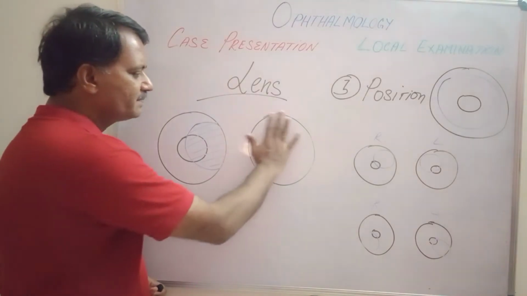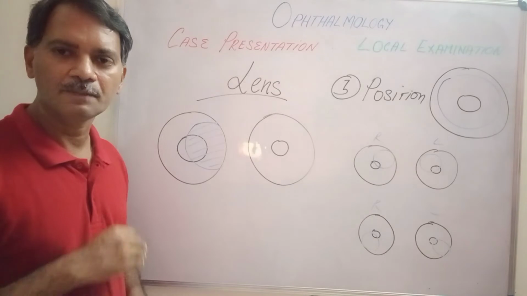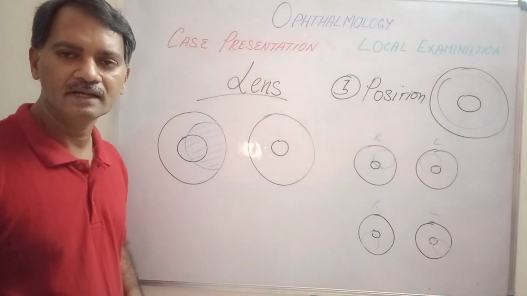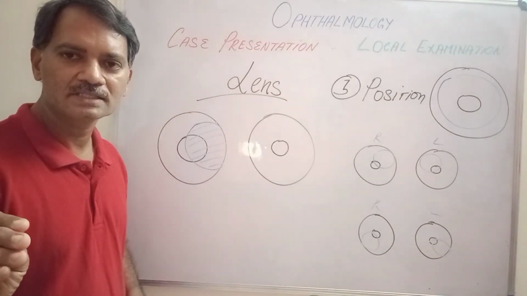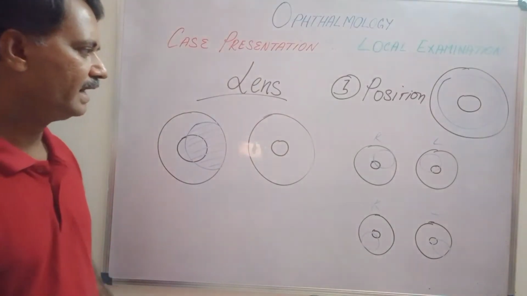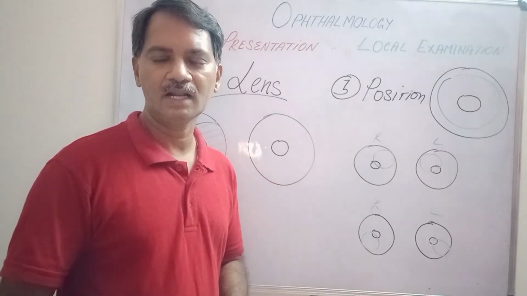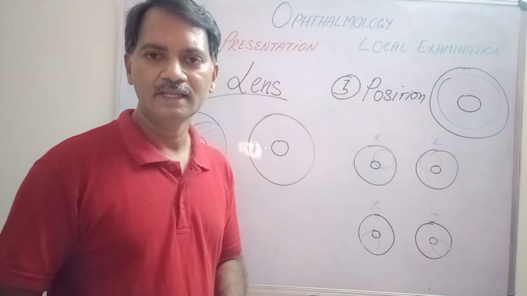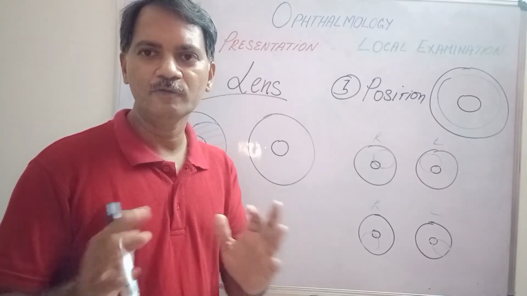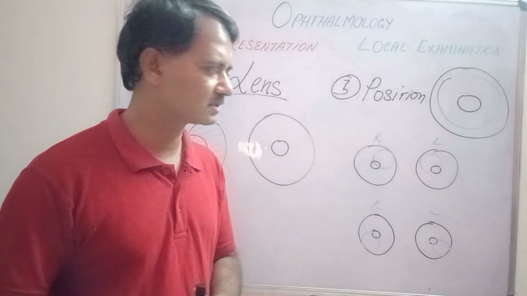Sometimes the lens may not be present in the pupillary area at all. It has completely moved away. Then that is called dislocation of the lens. Next, we are going to talk about ectopia lentis. There are certain syndromes that can present with ectopia lentis, abnormal position of the lens.